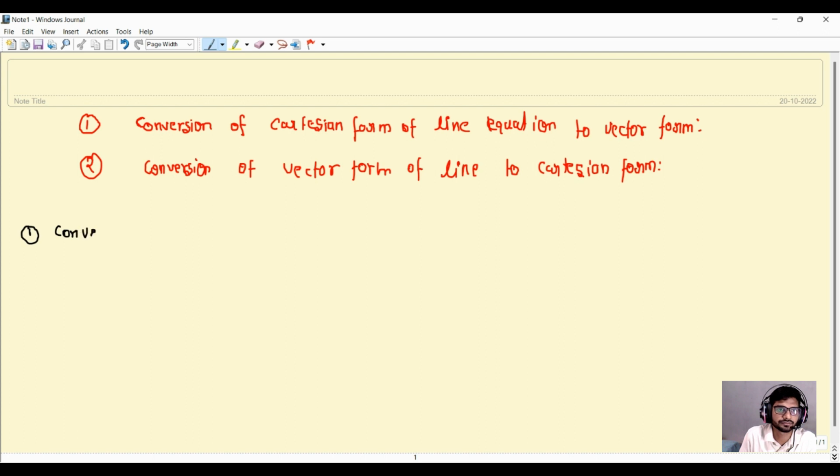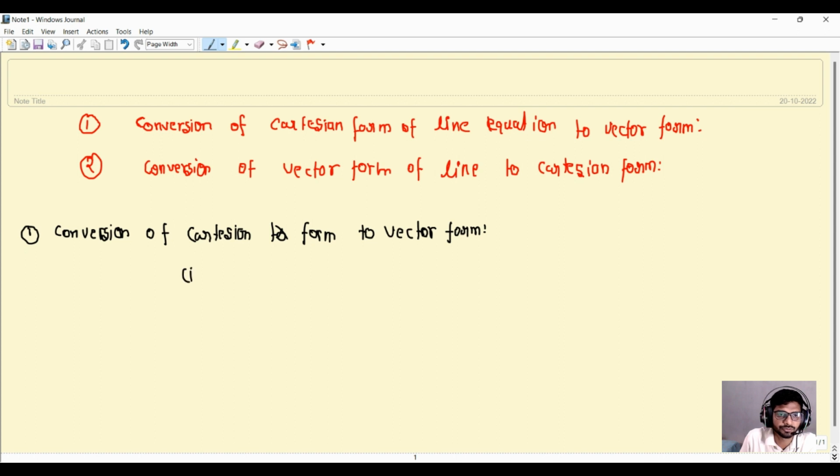First is conversion of Cartesian form to vector form. The Cartesian equation is given by two equations. The first is: x minus x1 upon a equals y minus y1 upon b equals z minus z1 upon c.